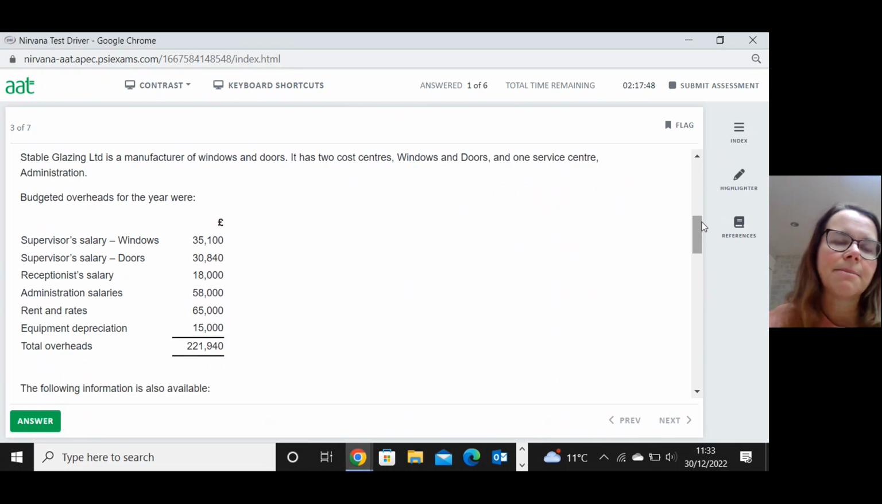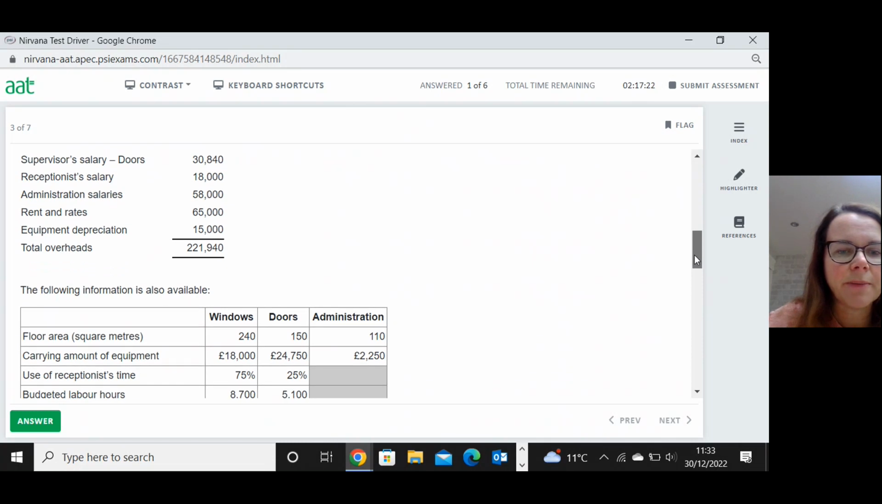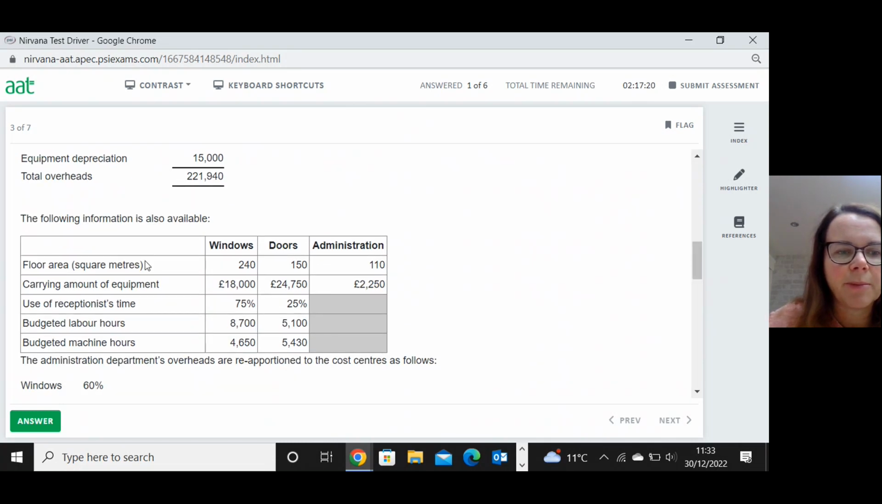Stable Glazing Limited is a manufacturer of windows and doors. It has 2 cost centres, windows and doors, and 1 service centre, administration. Budgeted overheads for the year were... So these are a variety of budgeted overheads. Following information also available. So here are my possible bases of apportionment.